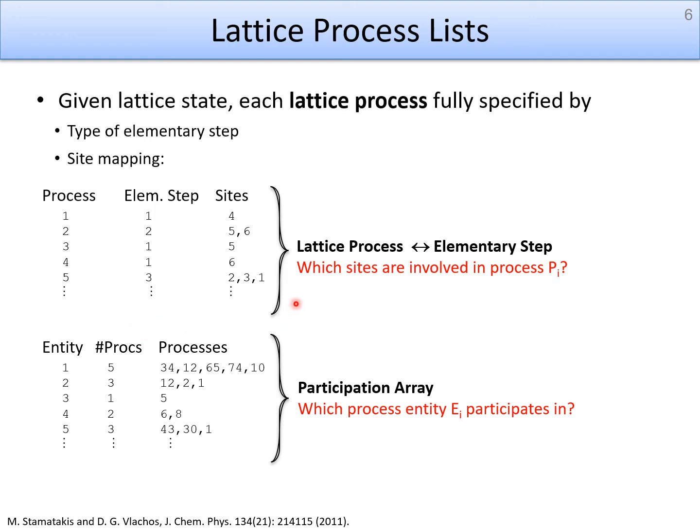So this is how we structure the information about reactions, right? So process, what is the elementary step of the process and which sites does it happen in, and then with respect to the entity, which processes does this entity participate in.